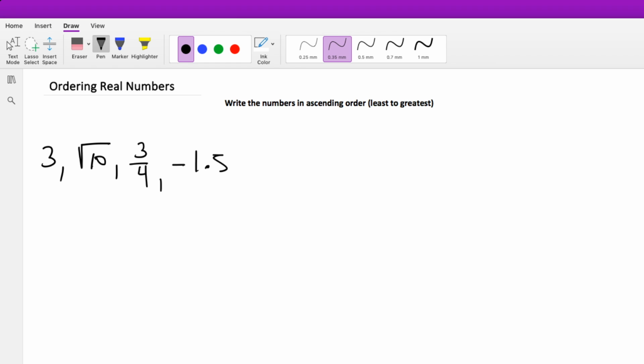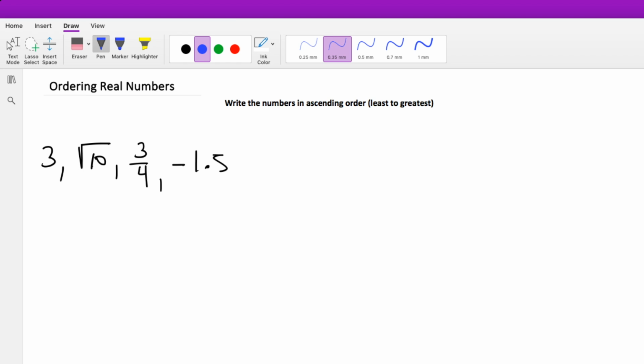So now we have these numbers over here, and we need to write them from the least to the greatest, from the smallest to the biggest, basically. How do we do that? Well, I think it's easiest if we try to write them all in the same format. So for the time being, let's write them as decimals.